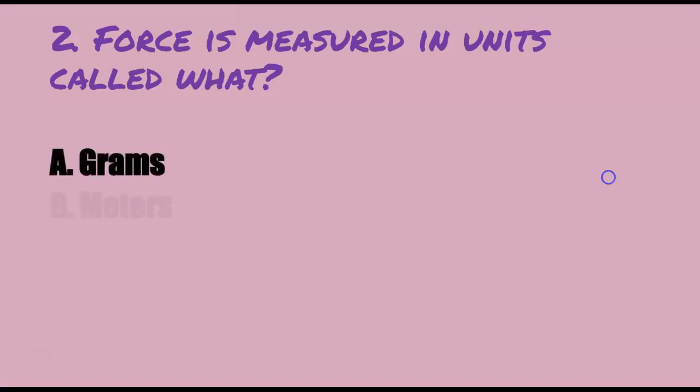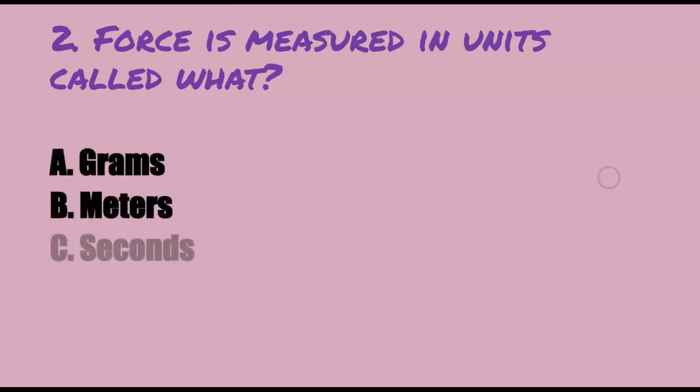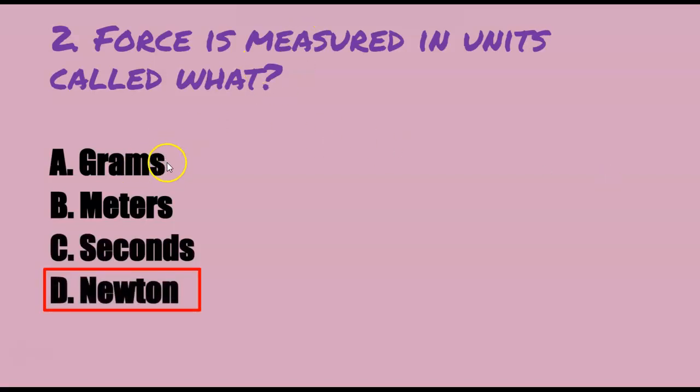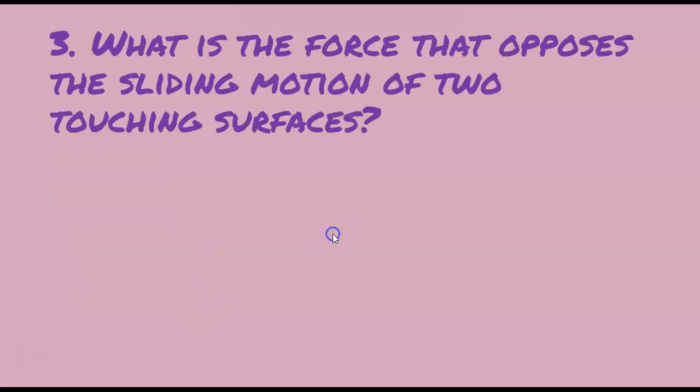Force is measured in units called what? Is it grams, meters, seconds, or newtons? This one's going to be newtons. Whereas grams is the unit for mass. Meters is the unit for distance or length. Seconds is for time. And then you have newtons.